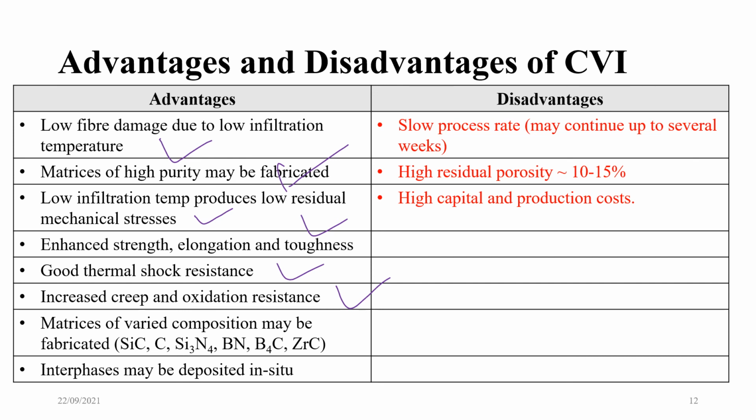Matrices of varied composition can be fabricated, like silicon carbide, carbon, silicon nitride, boron nitride, boron carbide, zirconium carbide. Interfaces may be deposited in situ. However, the process is slow, may take several weeks. Residual porosity may be high, 15%, if not correctly optimized, the number of reinfiltration and abrading cycles, and high capital or production costs.